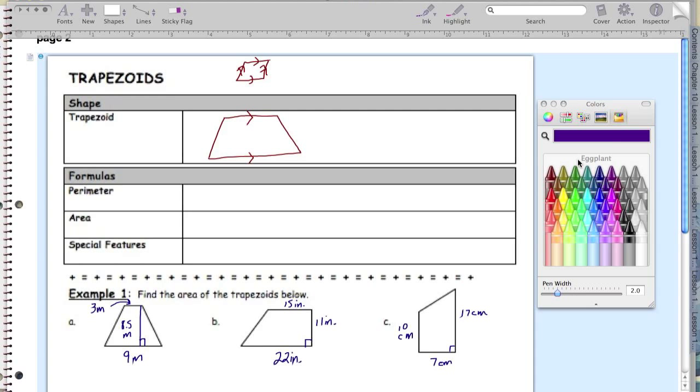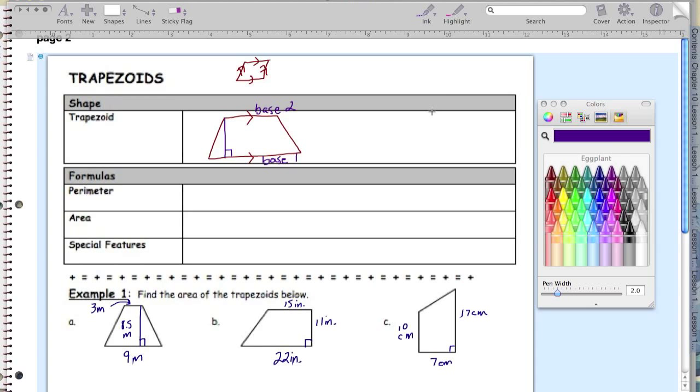And just like before, we have some labeling to do. This is going to be our height. It makes the right angle. Now, because we have two different sides here, we're going to call them by their different lengths. This is obviously shorter than this one. We're going to call this base 1, and we're going to call this base 2. You could invert them. You could make this base 1 and this base 2. That's not really all that crucial, but you need to know that they're both different because they're going to be different lengths. So we want to make sure we take note of that.